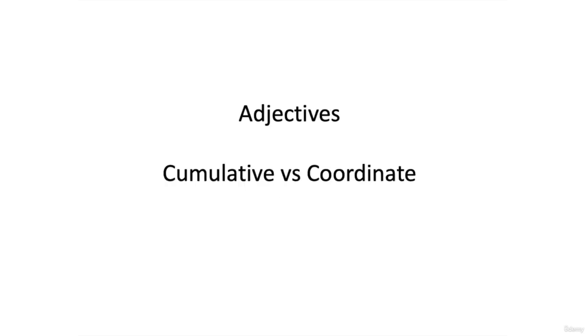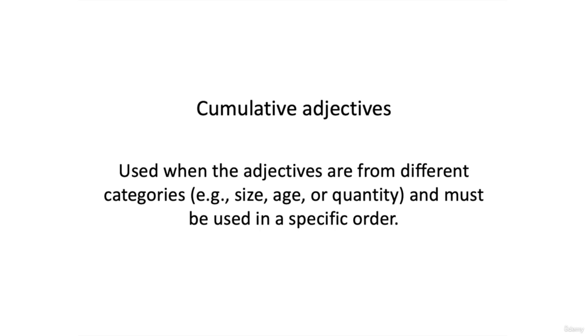Now, where it gets tricky is when we want to use more than one adjective before a noun. Adjectives fall into two categories: cumulative and coordinate. Cumulative adjectives are used when the adjectives are from different categories, for example, size, age, or quantity, and must be used in a specific order.